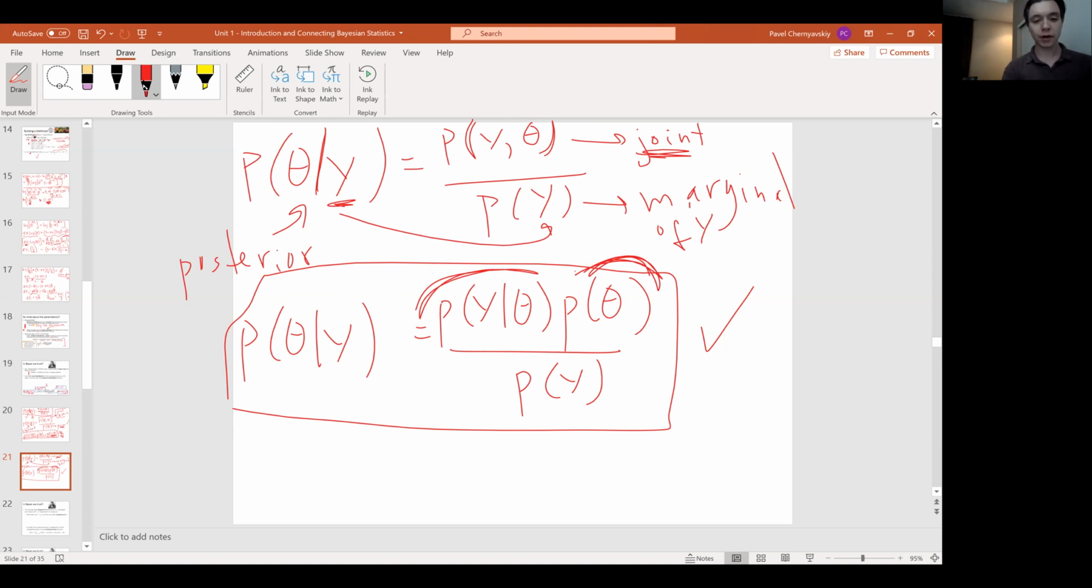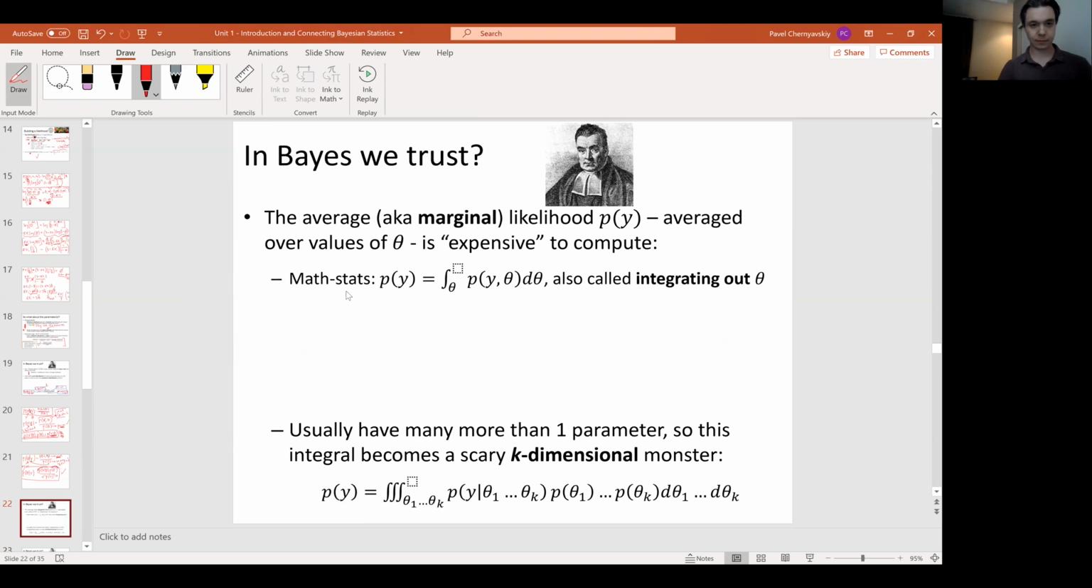And now it's worth it to take a quick look at this oddball quantity, which is the marginal distribution of Y. So moving on to this next slide. The marginal distribution of Y, the average likelihood, that is, we average over all possible values of the parameter, is typically what is called expensive to compute because we have to integrate. Integration is hard whether you're doing it by hand or you're making a computer do it. So we have to go back to MathStat.